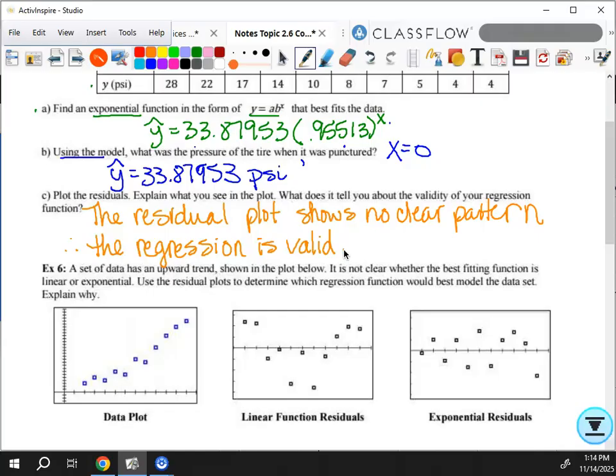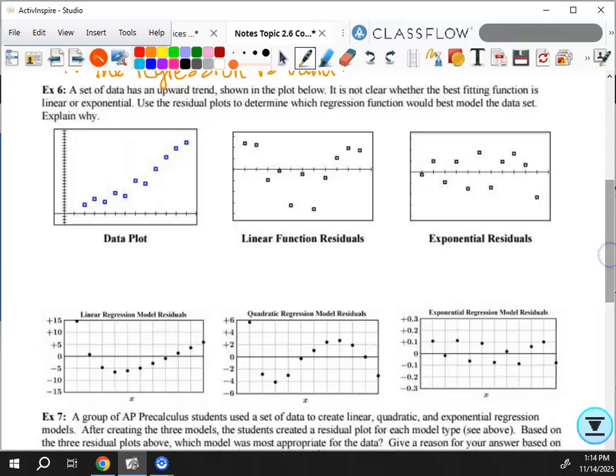Beautiful. All right, so let's look at example 6. A set of data has an upward trend shown in the plot below. It is not clear whether the best fitting function is linear or exponential. Use the regression plots to determine which regression function would best model the data set.